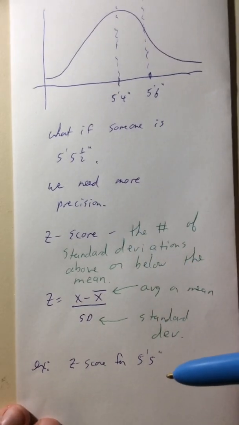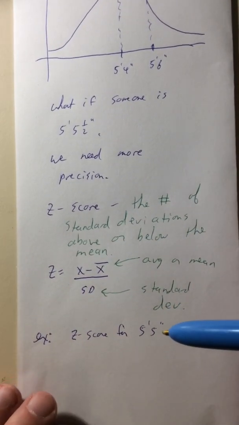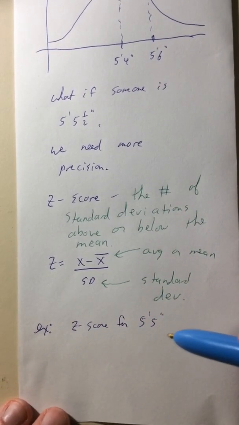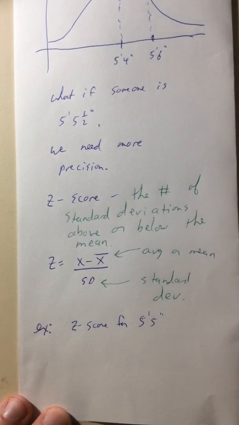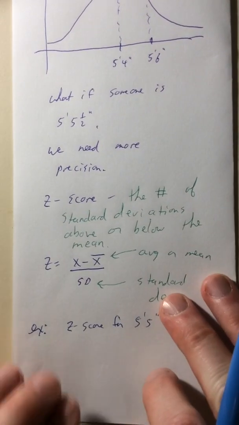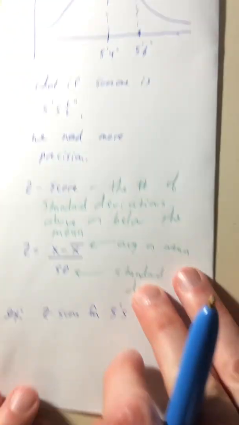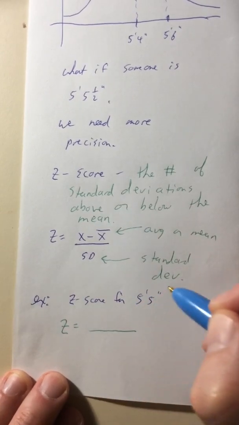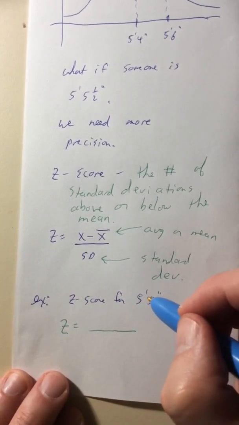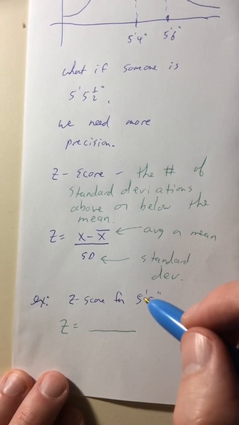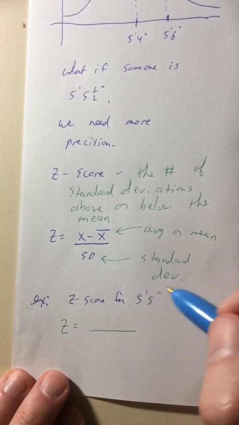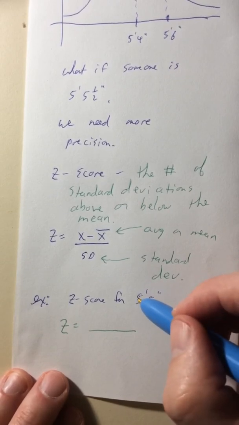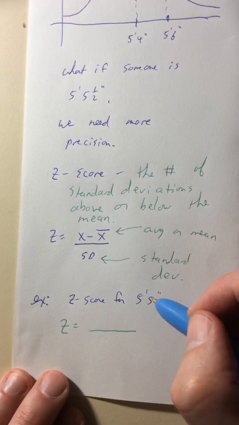Well, we're just about to calculate that. Actually, we're going to do one for 5'5" first. So find the z-score for 5'5". This one's going to be pretty easy, but we're going to run through the formula anyway. So z equals... it's going to be convenient for us to turn this just into inches. So 5 feet is 60 inches, plus 5 more is 65 inches.